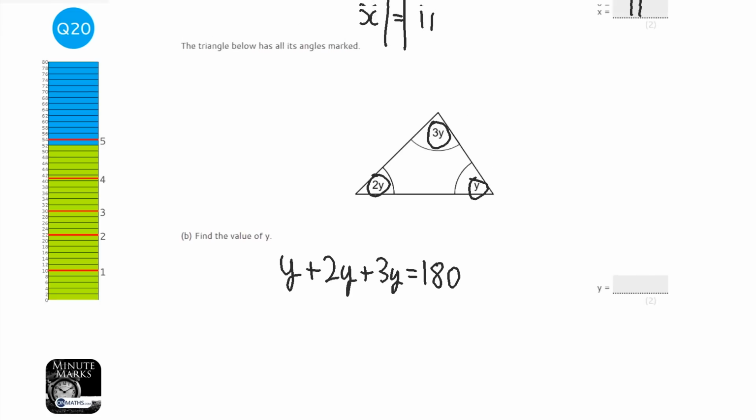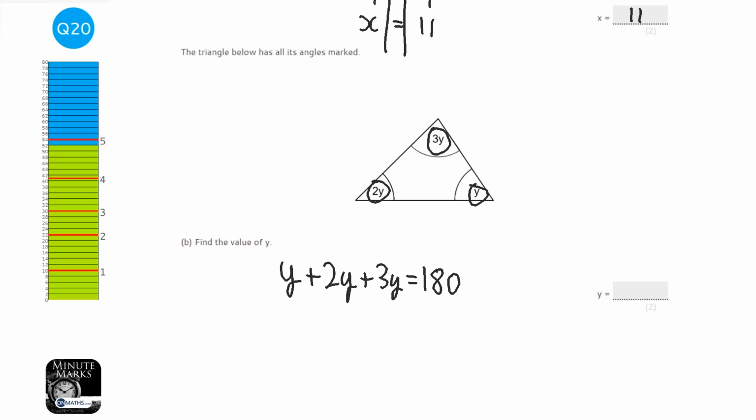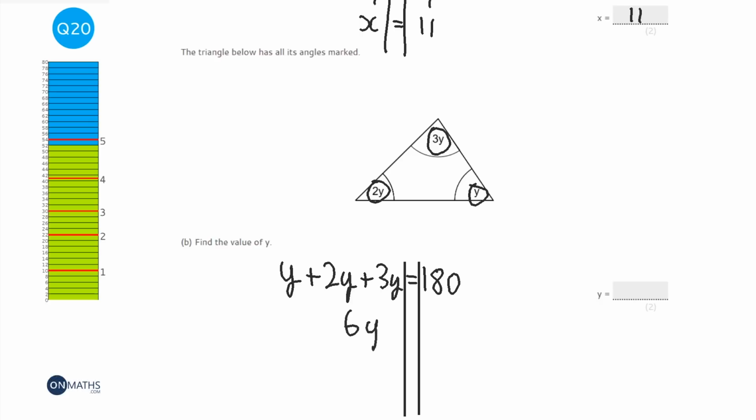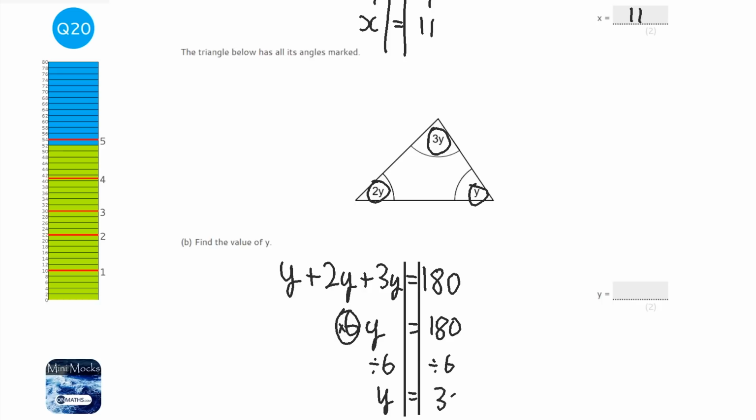So again, let's just get our lines down so that we can solve it. So 1y plus 2y plus 3y, well, that gives us 6y in total. And then what we need to do is get rid of that times 6 there by dividing 6 both sides. So y equals 180 divided by 6. Well, I know 18 divided by 6 is 3, so I know that's going to be 30.